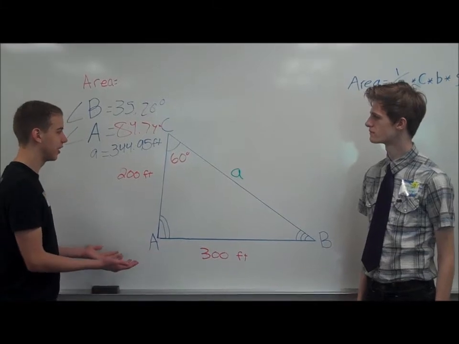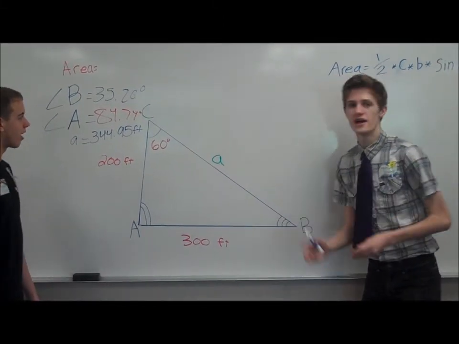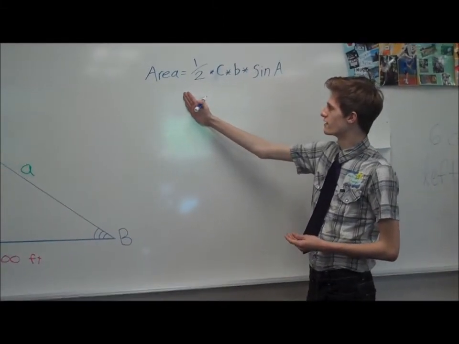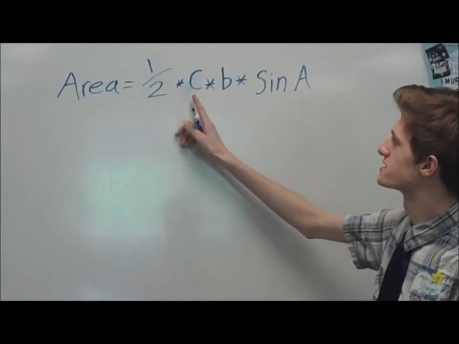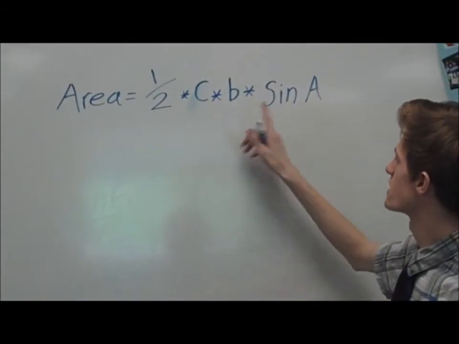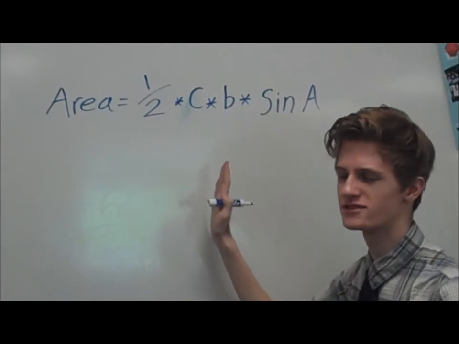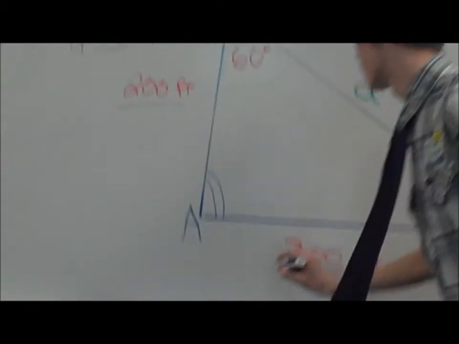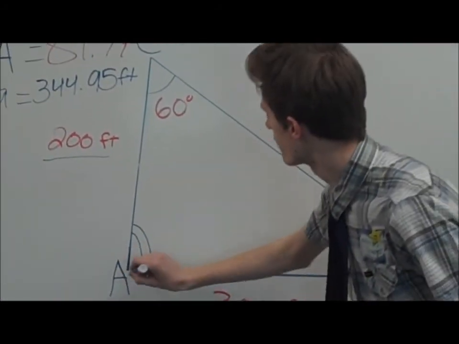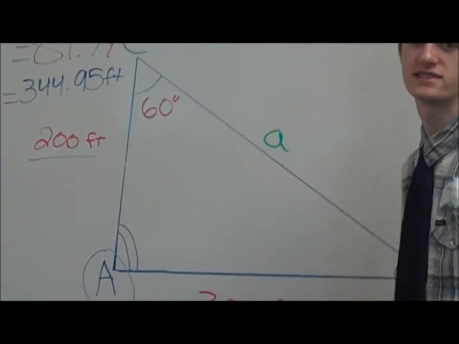What about the area? Oh, that is simple. Here is the formula for finding area. You want to do 1/2 times C times B times sine of A. Now all these variables can be interchanged, but what you want to do is pick one side, then the adjacent side, and then the angle in between both sides.